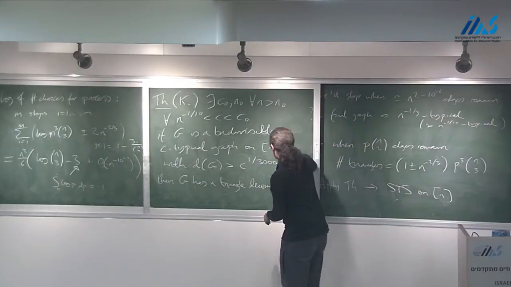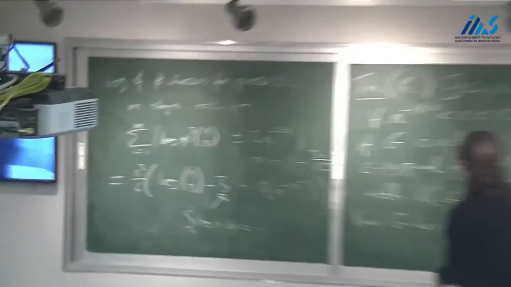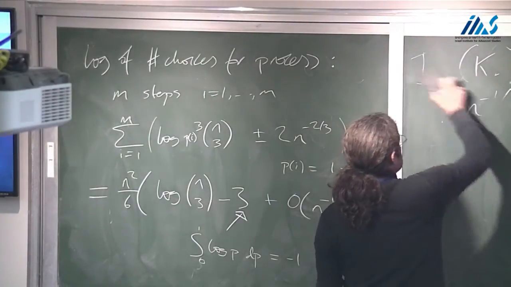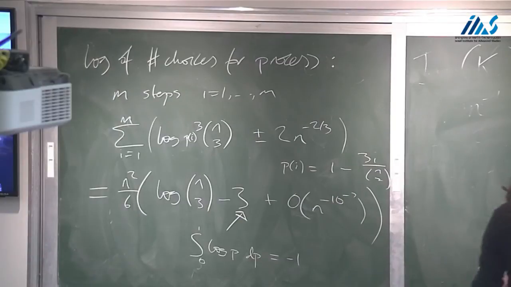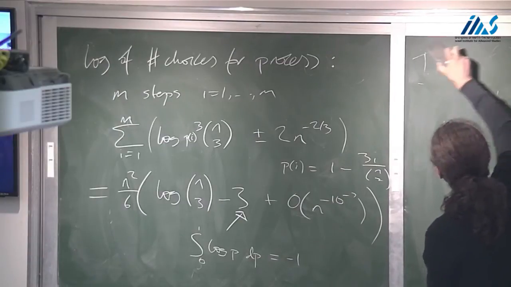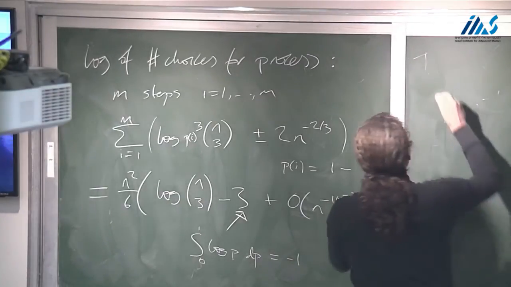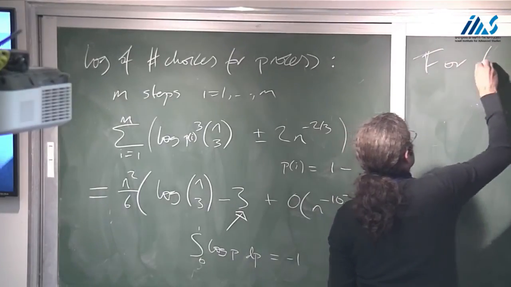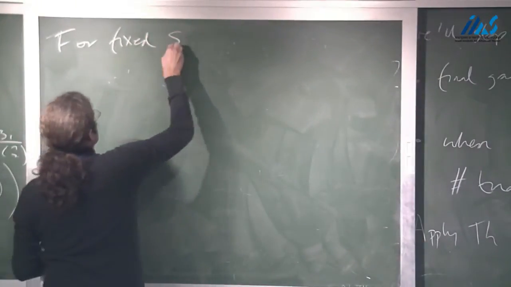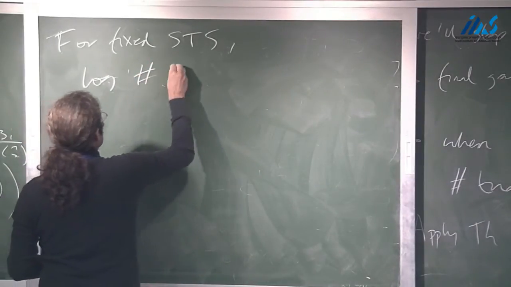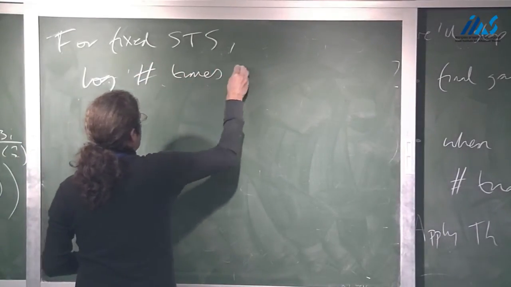And maybe I'll get rid of this now. How many times did I count each Steiner triple system? So for a fixed STS, the log of the number of times counted.